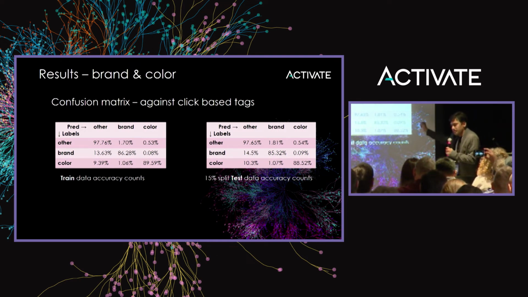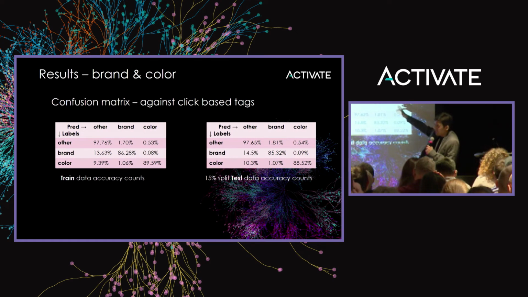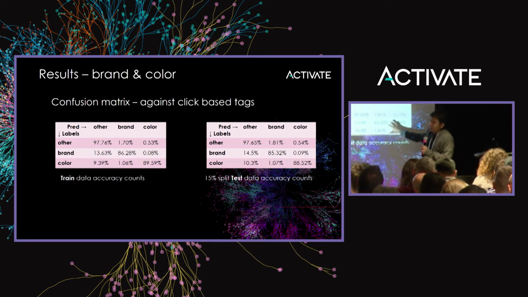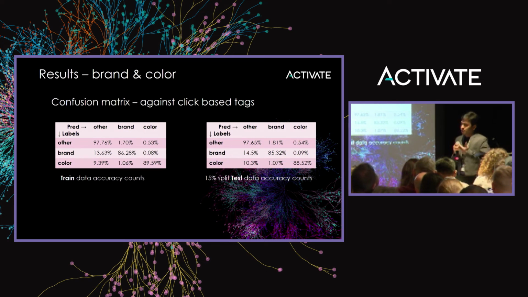these are okay numbers, not something too great, but please notice the fact that this is against click-based tags. The labels which we have taken are noisy. So when we take the same data and go for a human judgment as to how accurate the brand predictions are, for a small test set, like 1,000 queries, we observe some 95% accuracy in terms of the brand getting tagged appropriately.